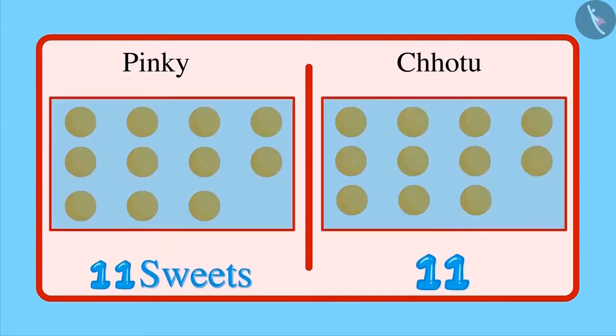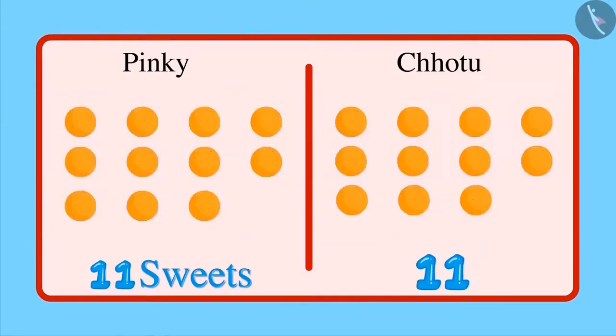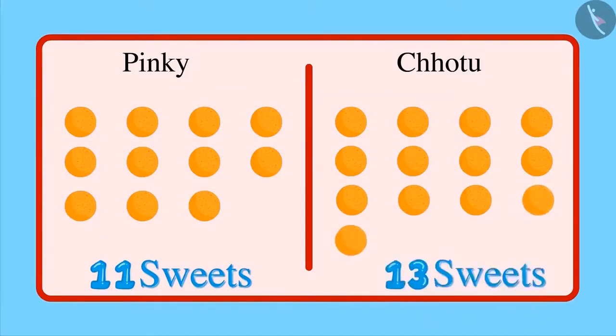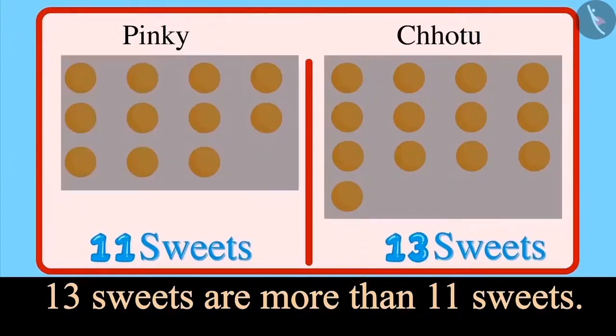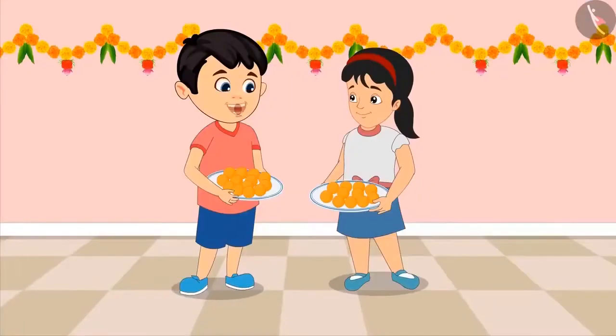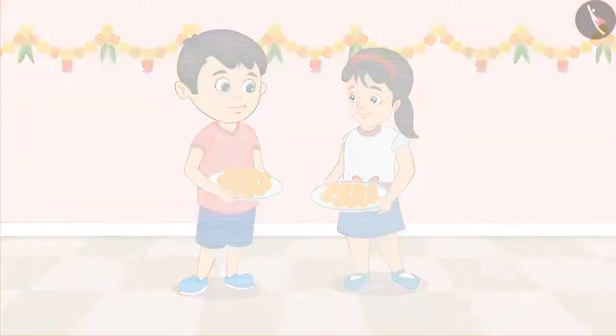That's equal to the number of sweets in your plate. But there are more, 12 and 13 sweets. I see. That means 13 sweets are more than 11 sweets. So you have more sweets in your plate. Yes, Pinky. Come on, let's distribute all the sweets to our neighbors.